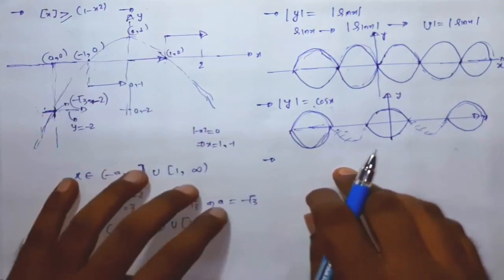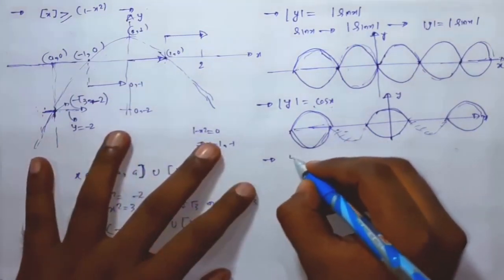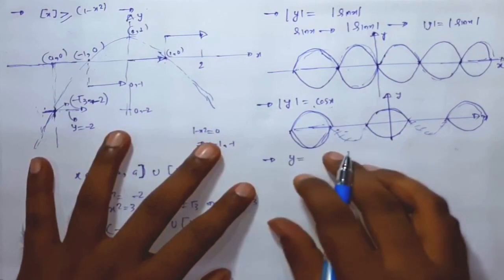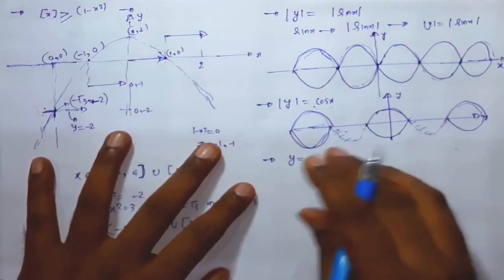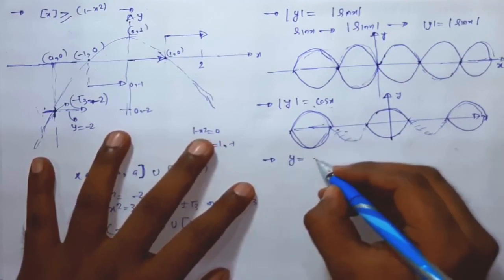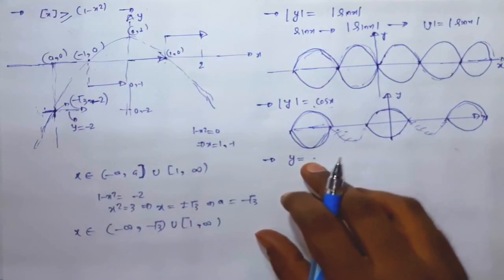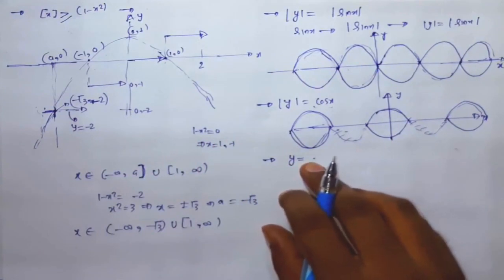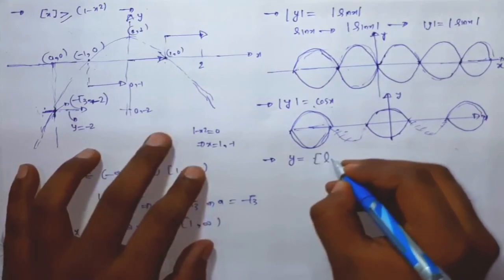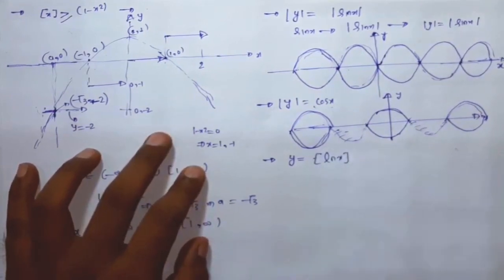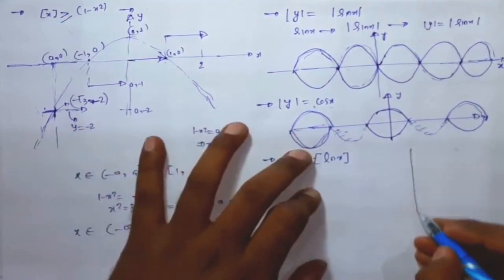I'm going to take an example. The example should be good now. So y is equal to the integral part of ln of x. We need to draw the graph of this function. How do we draw the graph of this function? We will simply draw the graph of ln of x. Okay, this will be the graph of ln of x.